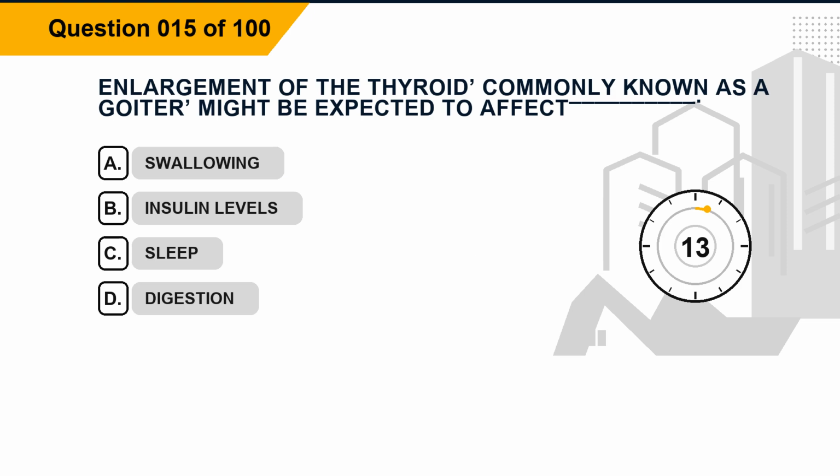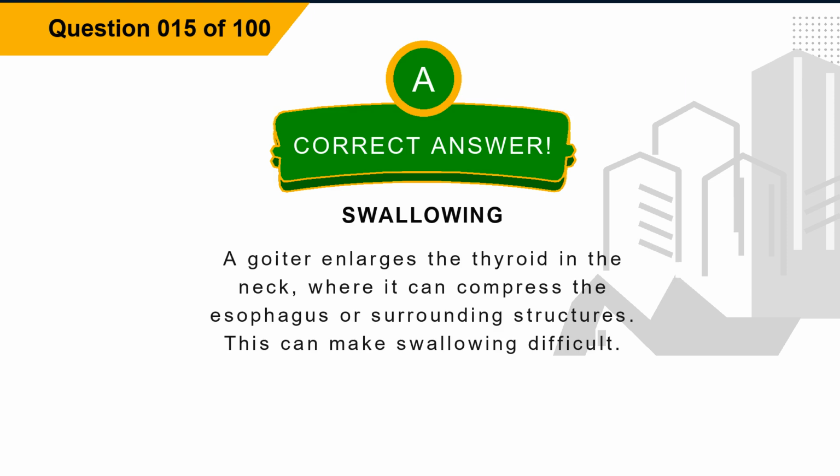Question 15. Enlargement of the thyroid, commonly known as a goiter, might be expected to affect blank. Option A. Swallowing. Option B. Insulin levels. Option C. Sleep. Option D. Digestion. The correct answer is option A.